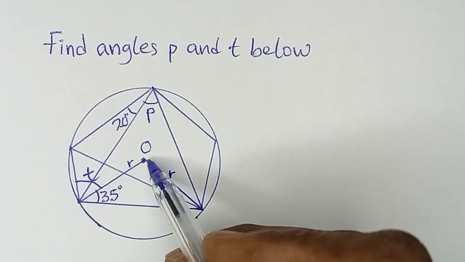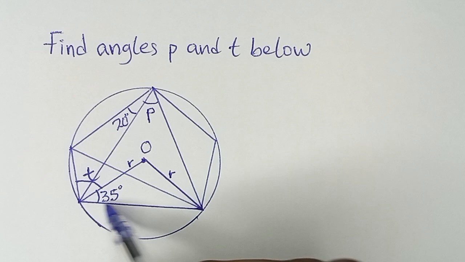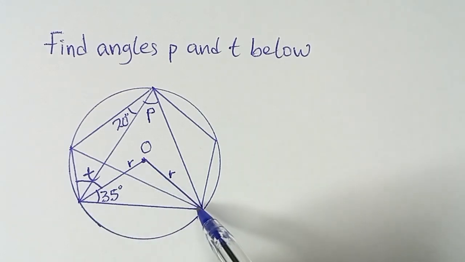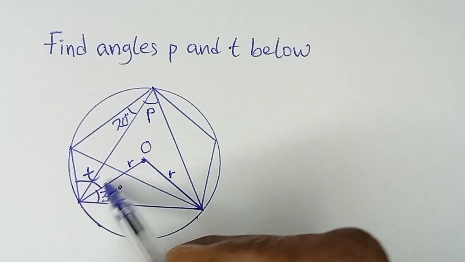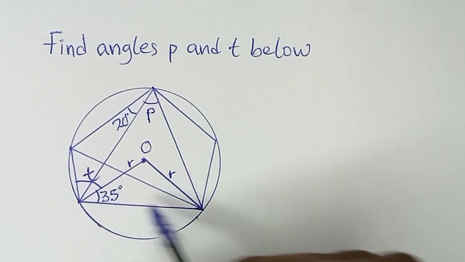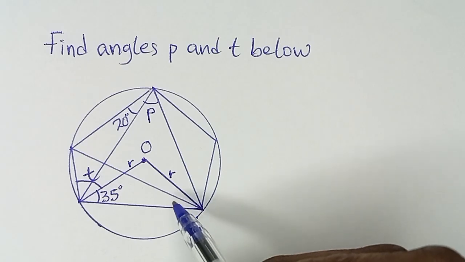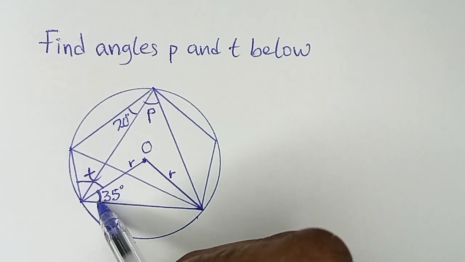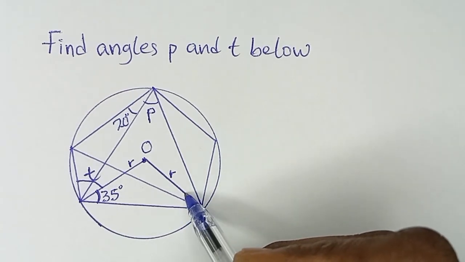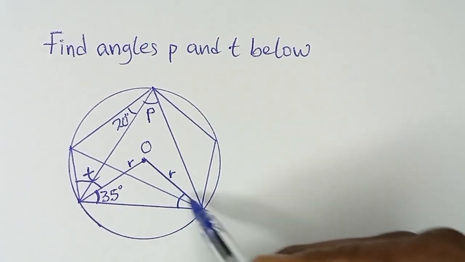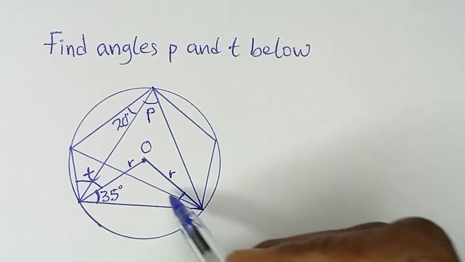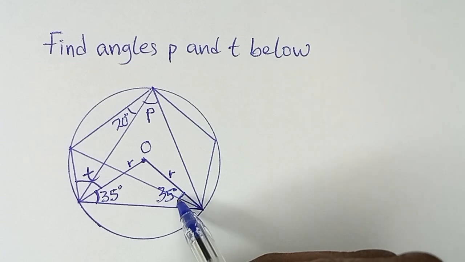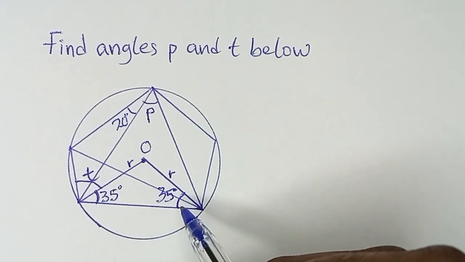Because these two lines are equal, it means that this triangle is an isosceles triangle, a triangle with two equal sides. And the theorem for isosceles triangle says that the base angles of an isosceles triangle are equal. So this 35 is a base angle of the isosceles triangle. So this angle here, from this line down to this line, will also be 35 degrees because the base angles of an isosceles triangle are equal.